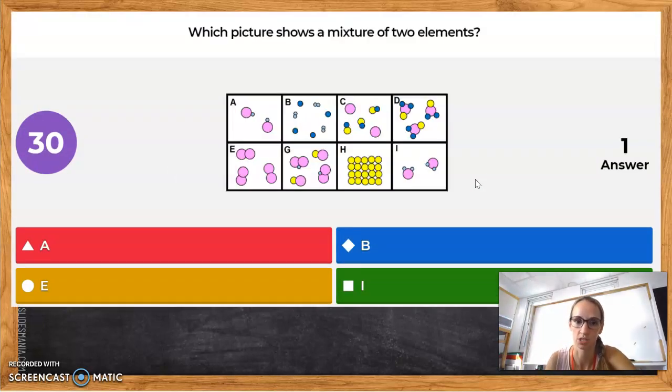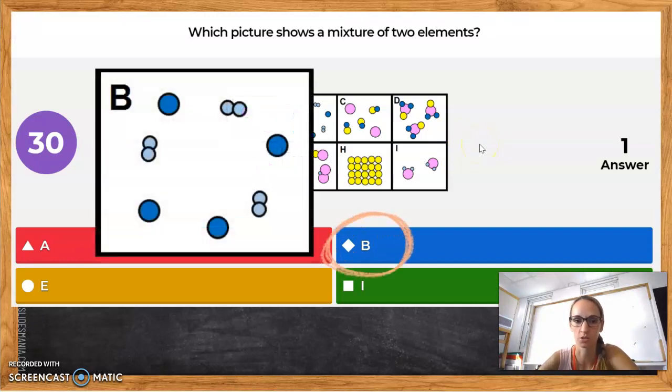All right, the mixture questions. So this one said, which is a mixture of elements? Okay, the answer was B, and let's look at that a bit more closely. B is a mixture of elements because you have light blue and you have dark blue, different elements, but they're not bonded. Okay, so this is a mixture of 2 different elements.